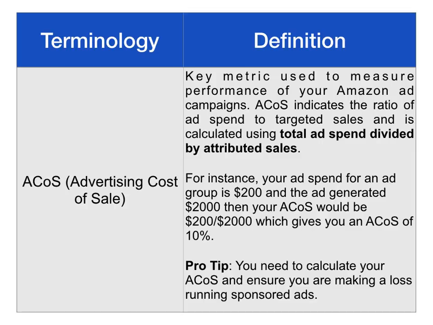What does that mean? So, for instance, your ad spend for an ad group is $200, and the ad generated $2,000 worth of sales, and then your ACOS will be $200 of ad spend divided by $2,000, which gives you an ACOS of 10%. Now, here's a tip: you need to calculate your ACOS to ensure you're not making a loss when you're running sponsored ads. Sorry for the typo there. And I will go through the calculation of ACOS later on in this presentation, so you know how to calculate how high an ACOS percentage you can go up to in order to not make a loss.